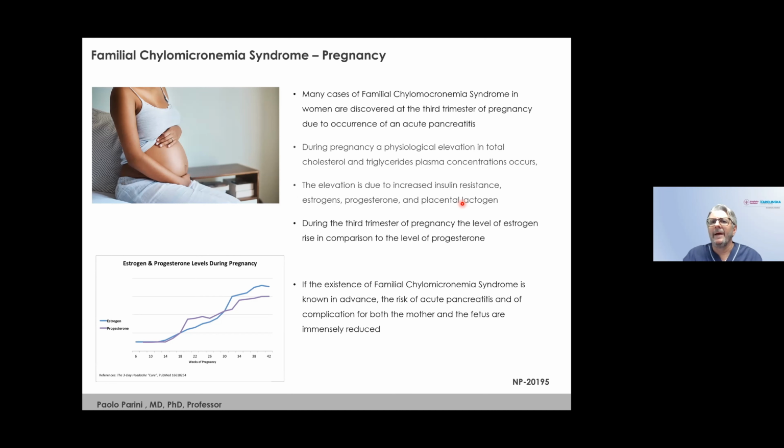Sometimes familial chylomicronemia syndrome is discovered in women when they are in the third trimester of pregnancy. I myself have been called twice by the emergency room because there were two women in the third trimester who were brought to the emergency room because of an acute pancreatitis. You have to remember that during pregnancy there is a usual normal elevation in cholesterol and triglycerides, but this elevation in triglyceride is far from the elevation that we see in familial chylomicronemia syndrome.